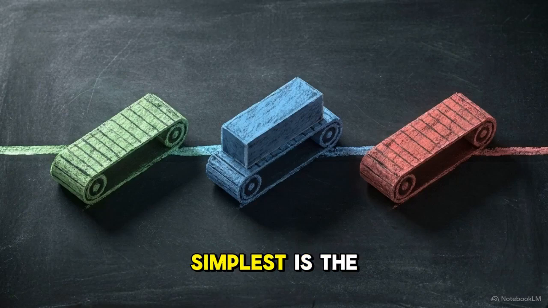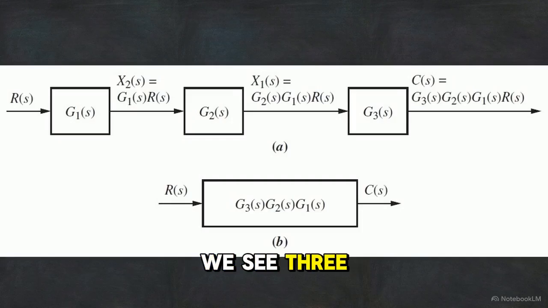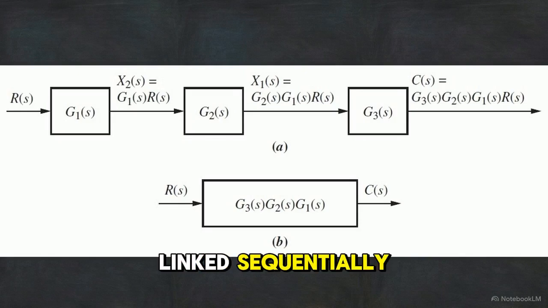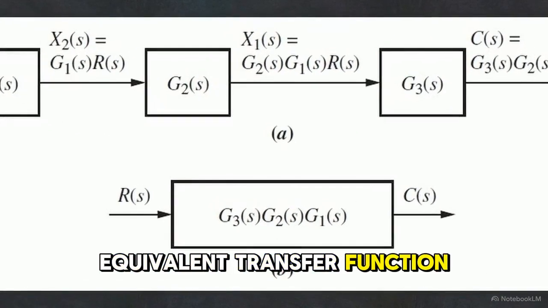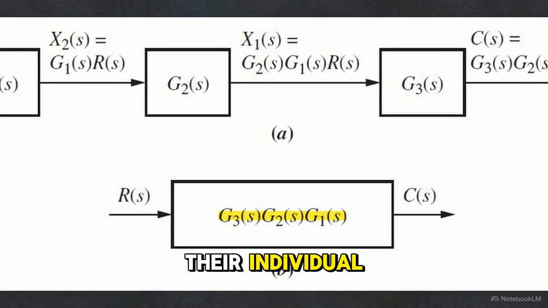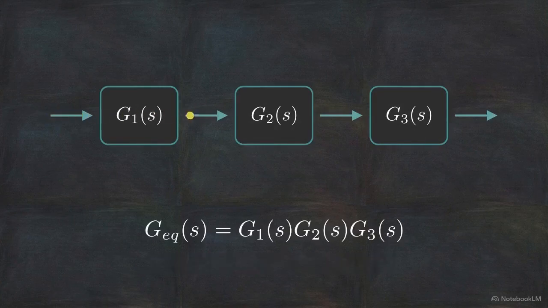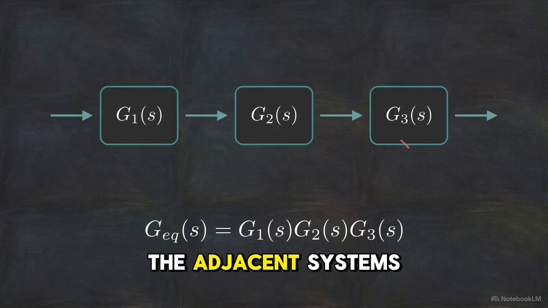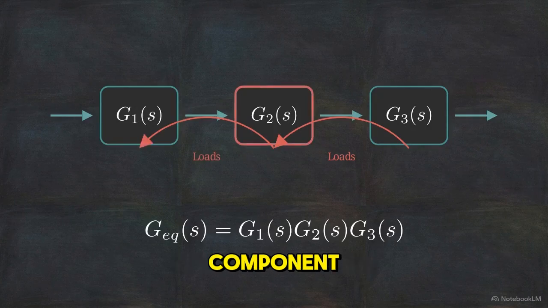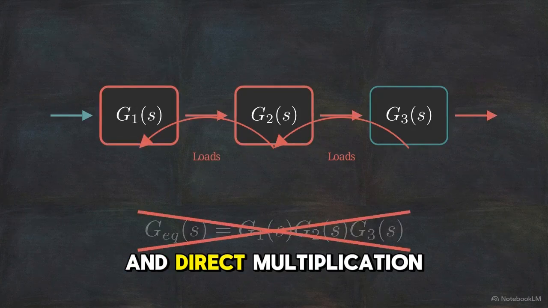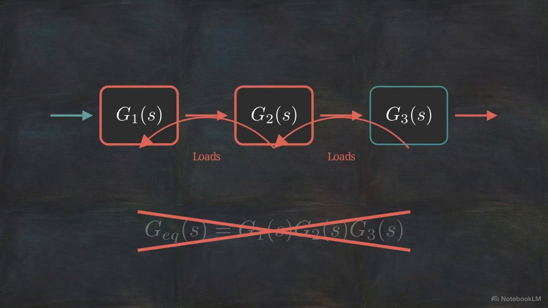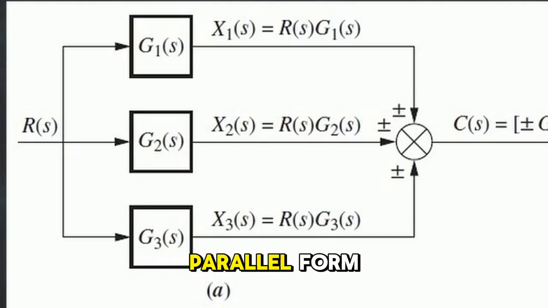The first and simplest is the cascade, or series form. Looking at this diagram, we see 3 separate subsystems linked sequentially. To find their equivalent transfer function, you simply multiply their individual equations together to form one unified block. This multiplication relies entirely on one physical assumption: the connected systems do not load the adjacent systems. If a downstream component draws energy from the one before it, the physical output changes, and direct multiplication no longer applies.